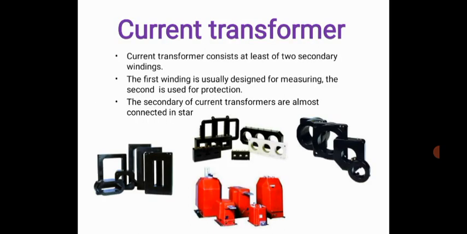First one, current transformer. A current transformer has at least two secondary windings. The first winding is usually designed for measuring purposes, and the second one is used for protection. So totally two windings are there. First one is for the measurement of the current, and the second one is for protection. The secondaries of the current transformers are almost always connected in star or Y connection.